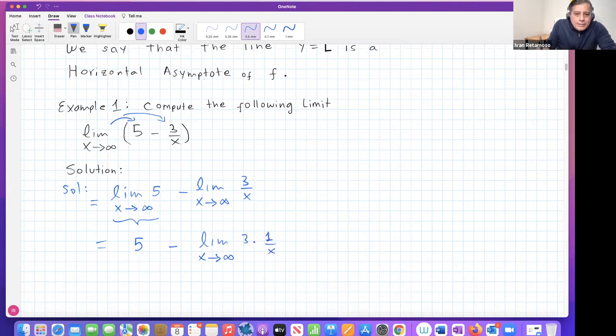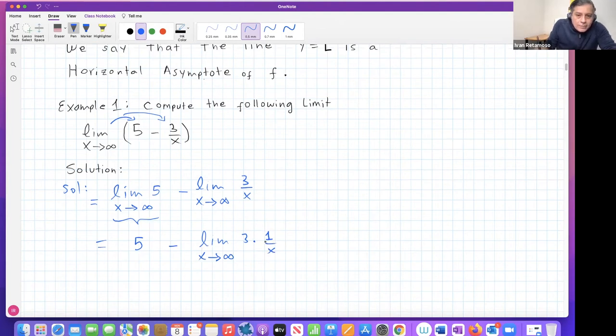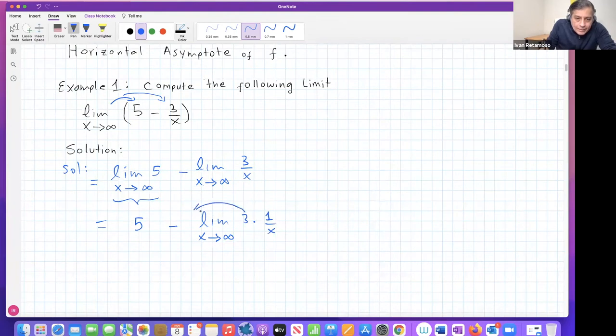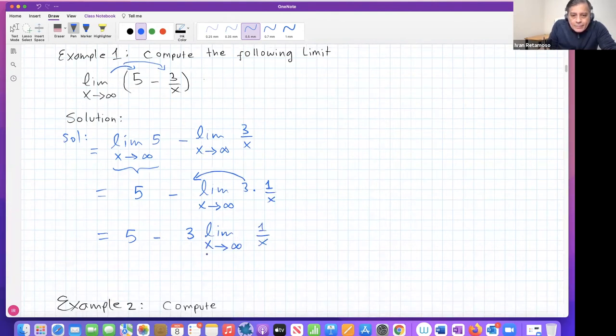Professor, why are you separating 3 from 1 over x? Well, I know how to deal with this reciprocal function, I showed you before. So that's why I'm doing the separation, okay? And I know that constants can be taken outside of the limit, right? So I will get 3 times the limit as x approaches infinity of 1 over x. But what is this limit? Anybody could tell us? We just saw it. What is the limit of 1 over x as x approaches infinity? Think of this x being a million, 1 billion. What would be this quotient?